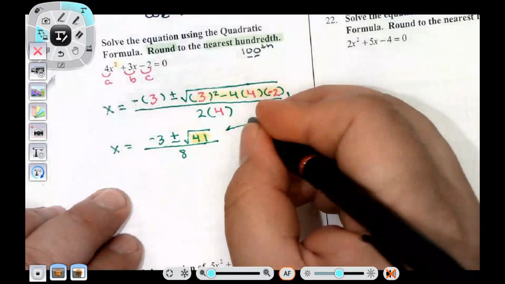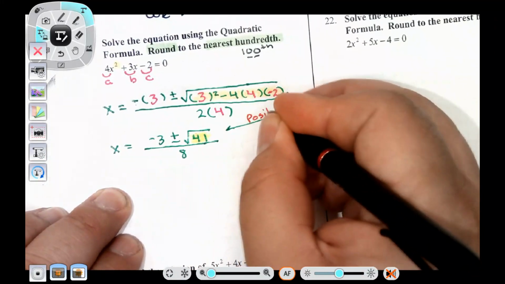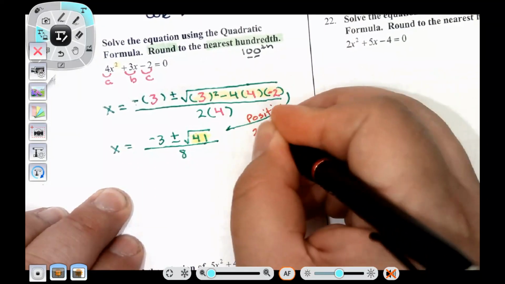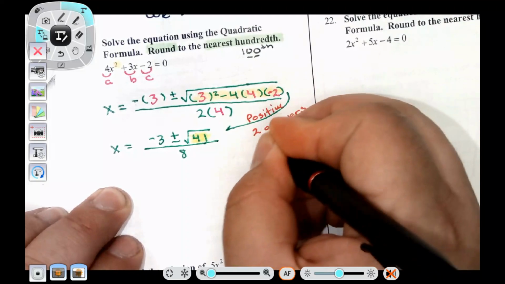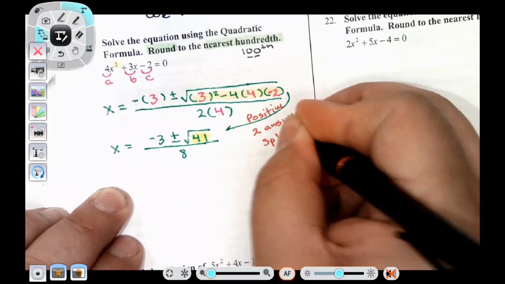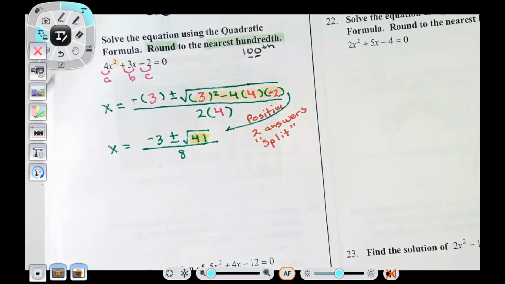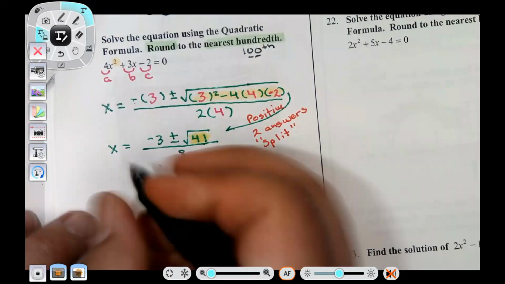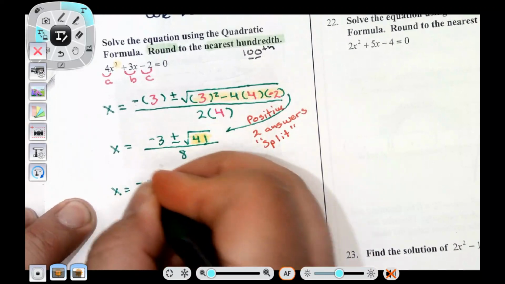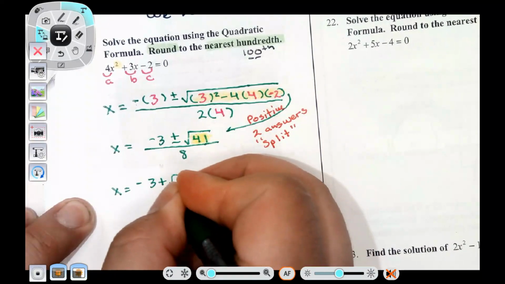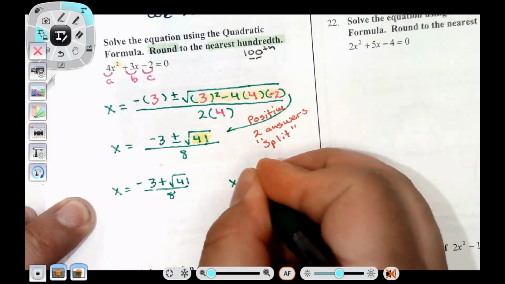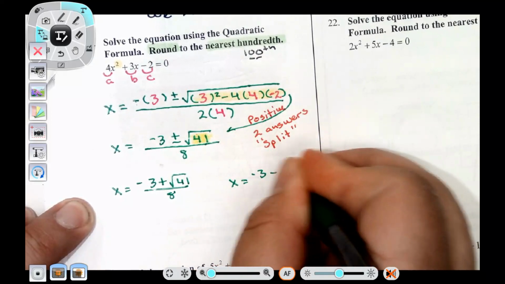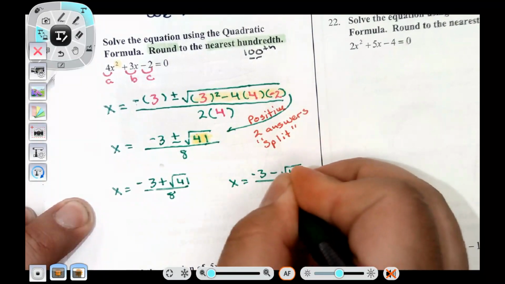So because it is a positive number, I am going to get 2 answers. And if I'm going to get 2 answers, you got to split this thing up. So here comes my split. First one says x is equal to negative 3 plus the square root of 41 over 8. And then the other one says x is equal to negative 3 minus the square root of 41 over 8.